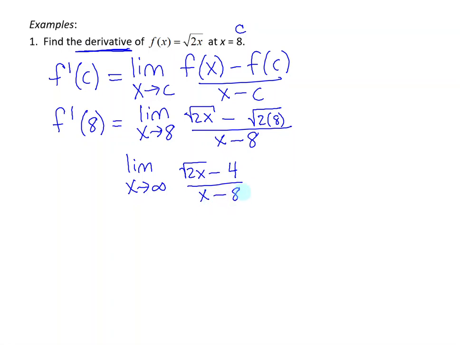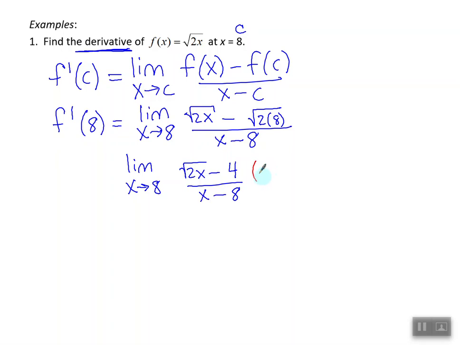Now, of course, when we're evaluating limits, we begin by trying substitution. Can we plug 8 into here and it works out just fine? We cannot. Unfortunately, we get 0 in the denominator. So what's another strategy that we try when we have radicals? That's right, multiplying by the conjugate.